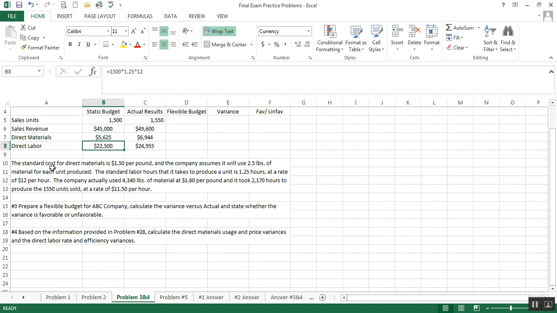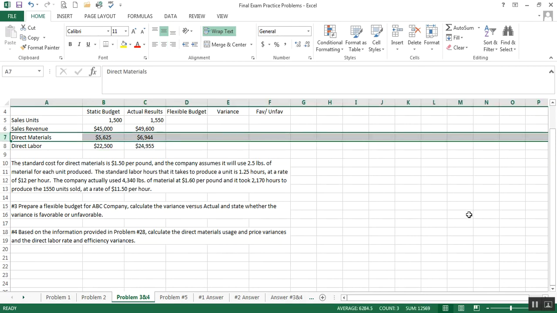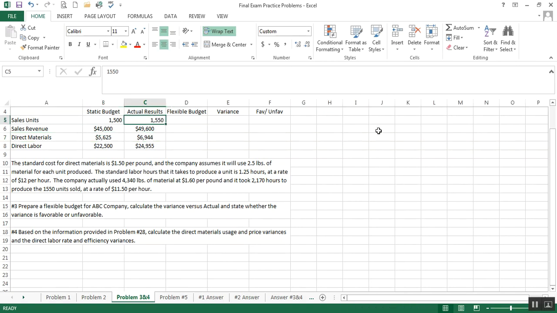And for direct labor, we're going to assume that it takes 1.25 hours, and we're paying our employees a rate of $12 per hour. So we're looking at total costs of $5,625 for direct materials and direct labor of $22,500. We need to remember that direct materials are looking at the amount of the raw material, not the amount of units. So in this case, if we were looking at usage, it would be 2.5 pounds times the units that we're looking at.